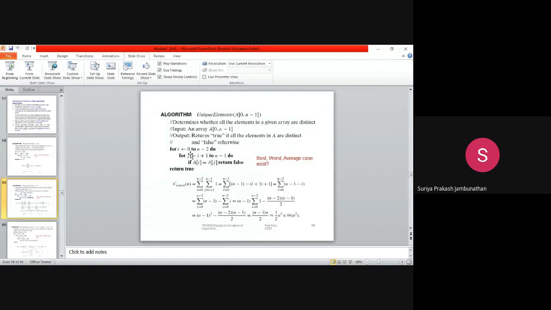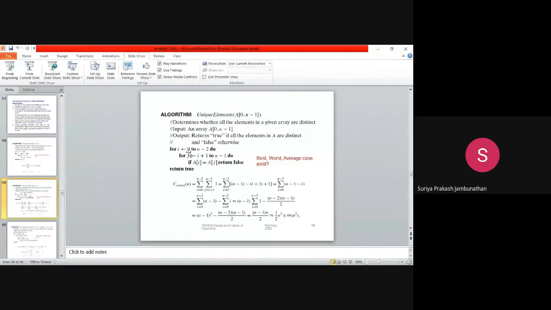We are making the i value. For the first loop, the array indices will be 0 to 4. Am I correct? Because the array size is 5: 0, 1, 2, 3, 4. So totally 5 elements will be there. For the first for loop we are starting from 0. Please keep in mind, the first for loop runs from 0 to n minus 2.